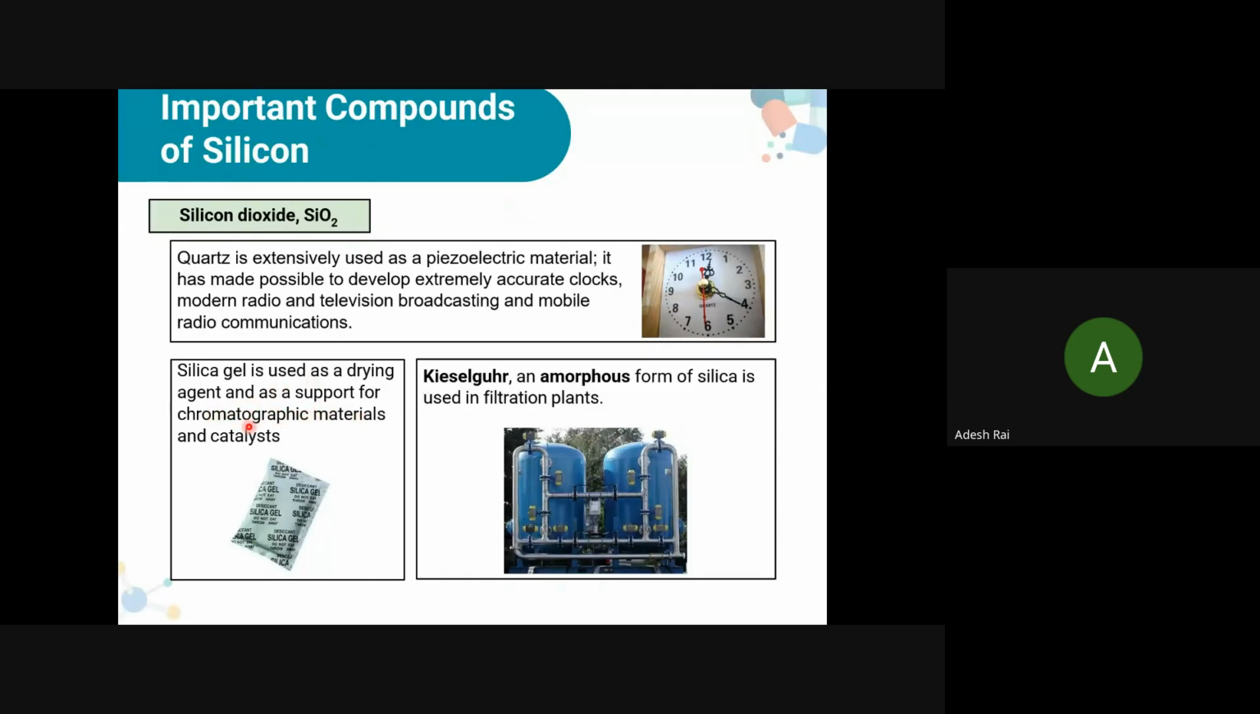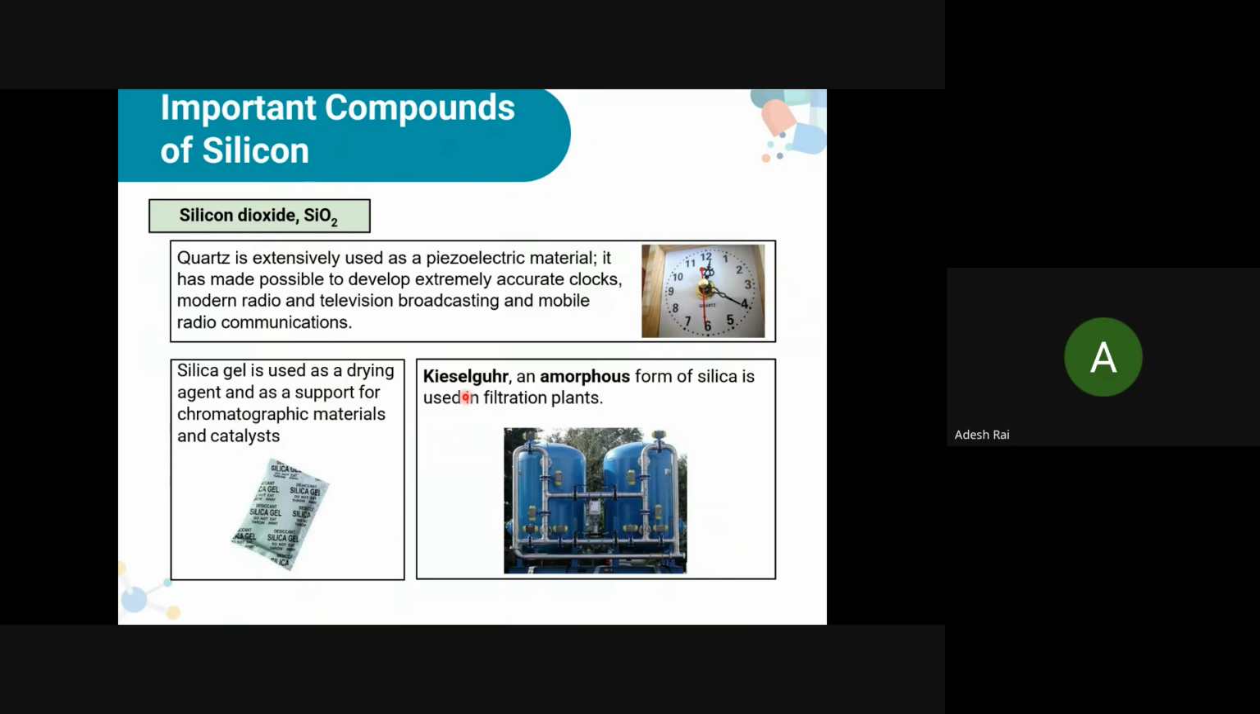Now, what are chromatographic materials? Do you know? Chromatography is a technique to separate. There are different chromatographic techniques. So if you go for paper chromatography, it can separate pigments. Then if you go for column chromatography, it can separate compounds as well.